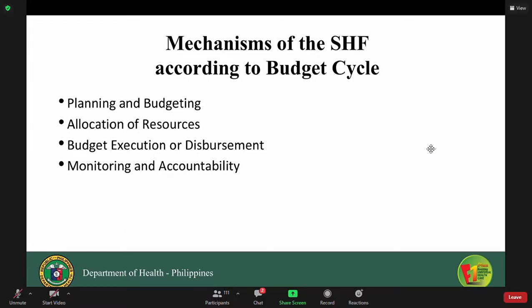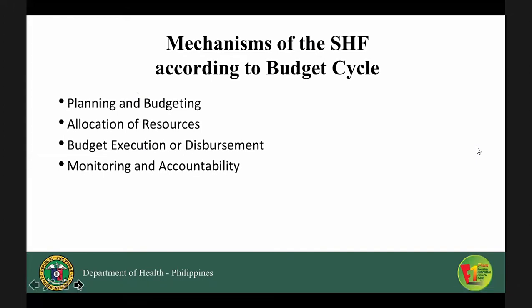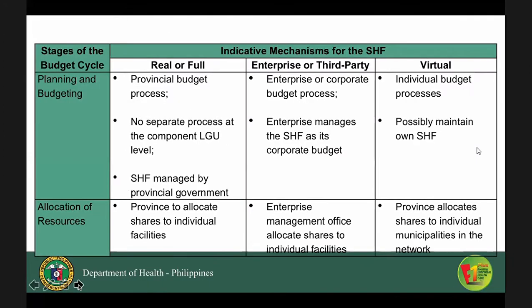For example, 10% will be given to, how many percent will be given to capital outlay? How many percent will be medical equipment? How many will be given to the laboratory? So, these are the stages of the budget cycle. How many again? There are 4.